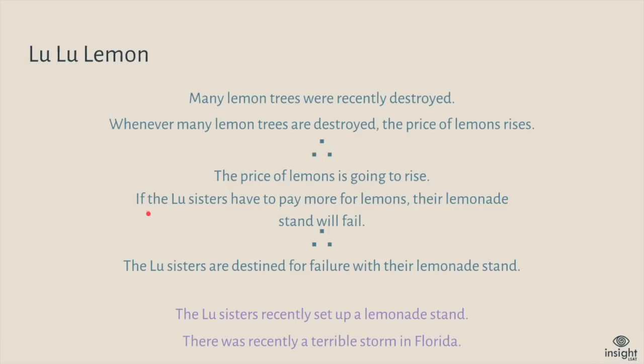Next, we have another conditional. If the Lou sisters have to pay more for lemons, their lemonade stand will fail. Well, the price went up, so they're going to have to pay more, which activates the second part of the conditional. Their lemonade stand will fail. Therefore, their lemonade stand will fail. Now, the stuff down here is actually background information. The Lou sisters recently set up a lemonade stand. There was recently a terrible storm in Florida. It's in there, but it doesn't actually figure into the logical structure of the argument at all.